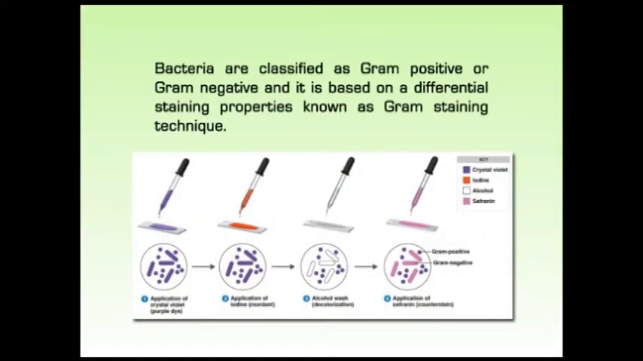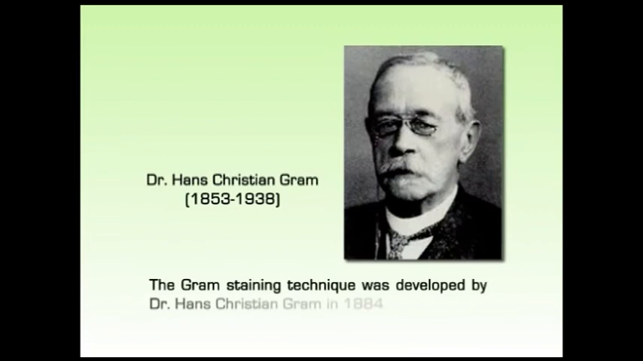Bacteria are classified as gram-positive or gram-negative, based on differential staining properties known as the gram staining technique. This technique was developed by Dr. Hans Christian Gram in the year 1884. In this technique, the Gram reaction is related to the permeability of the bacterial cell wall and cytoplasmic membrane to the diiodine complex. The gram-positive cells restrict the outflow of the complex during decolorization, whereas the gram-negative wall allows it.